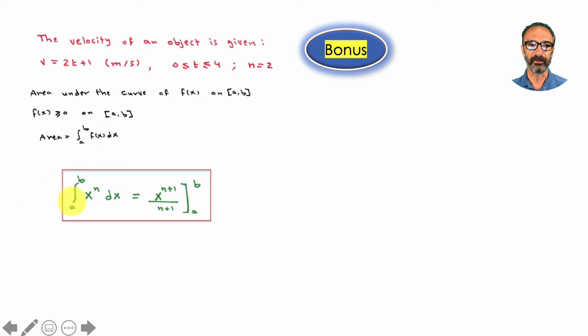The integration of x to the power n dx from a to b will be x to the power n plus 1 over n plus 1, from a to b. What do you mean by this? You take the x to the power n, you increase the exponent by 1, it becomes n plus 1, and you divide by that n plus 1. So you make a denominator of the new exponent n plus 1.